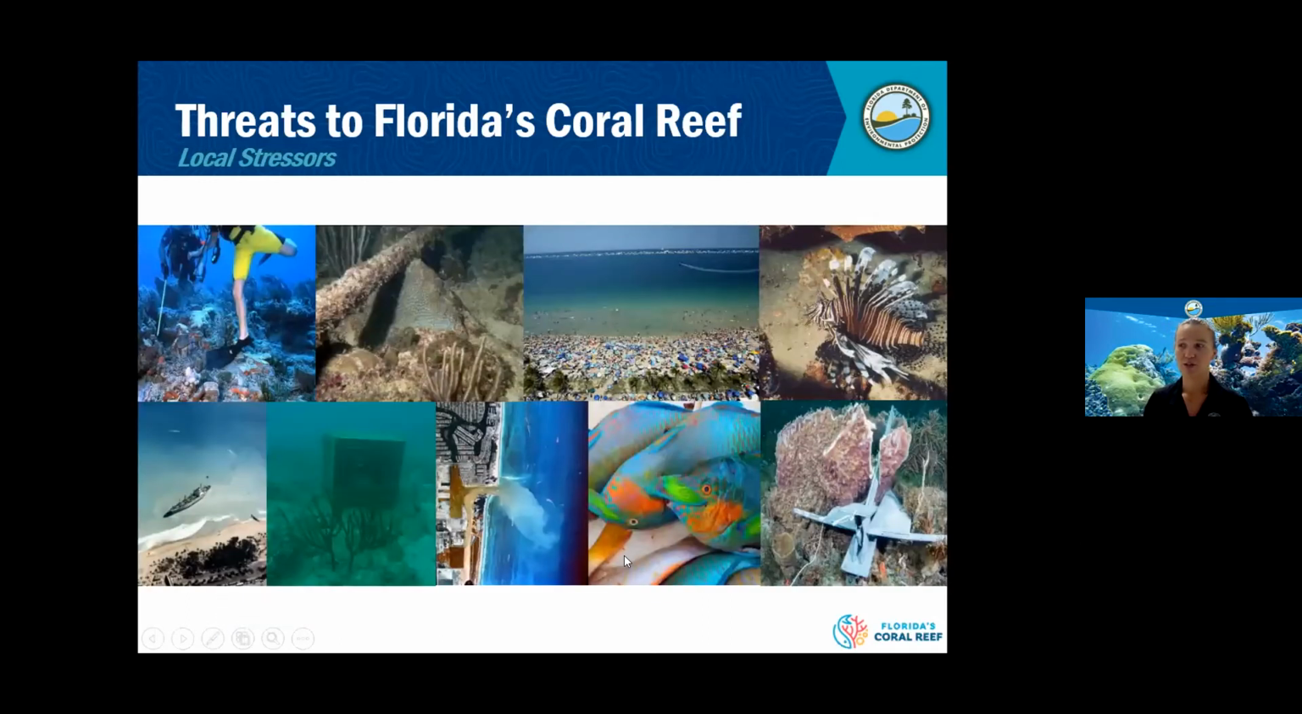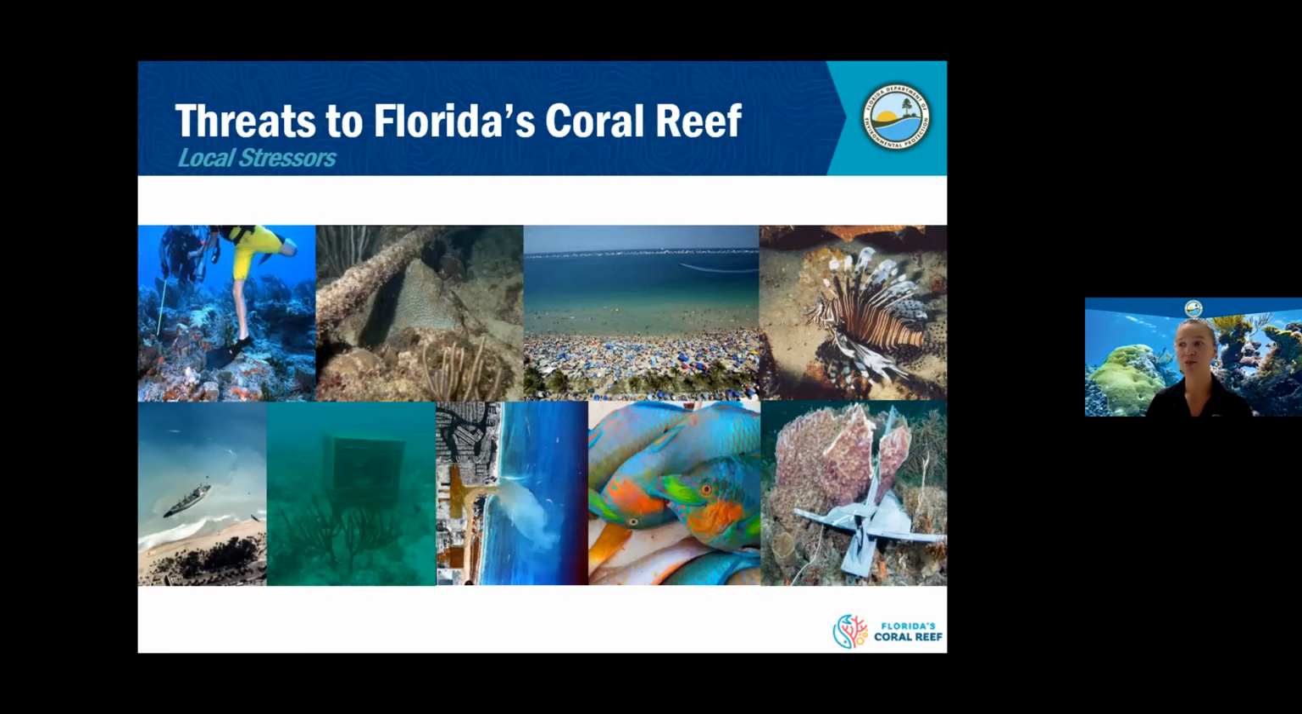And then in addition to those global stressors, there are also many local threats to Florida's coral reefs. So here, as I mentioned, in Southeast Florida, we live in the most densely populated and highly urbanized region of the state. And the reef is so close to shore in some areas that you can swim out to it from the beach. So that means whatever we do on land has the power to quickly and intensely impact the coral reef ecosystem.